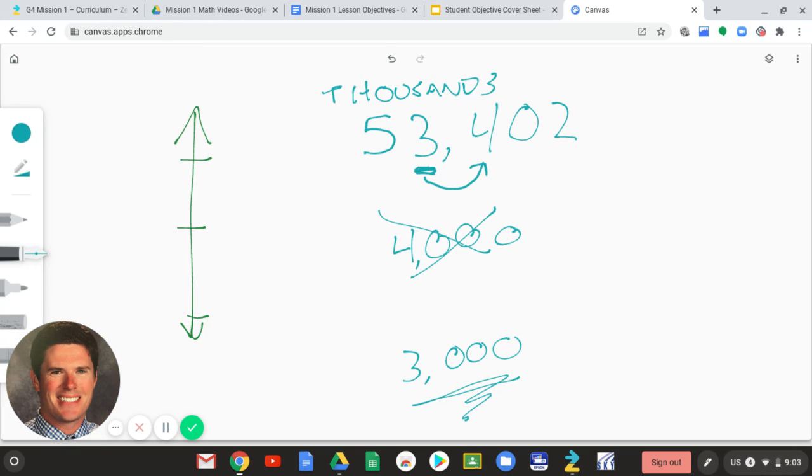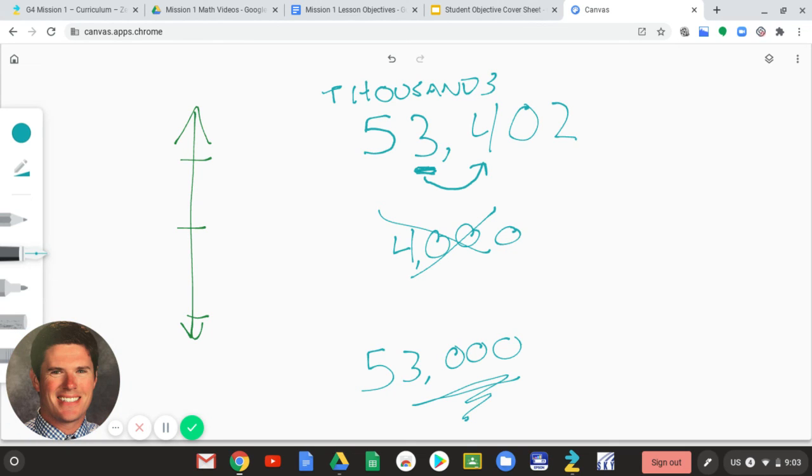But we're not done yet because we still have that 5 in the 10,000 spot. So what happens to that 5? What we need to do is we just need to go and put that back on at the end. Because we're really saying, well, 53,402 rounded to the nearest thousand spot is 53,000.